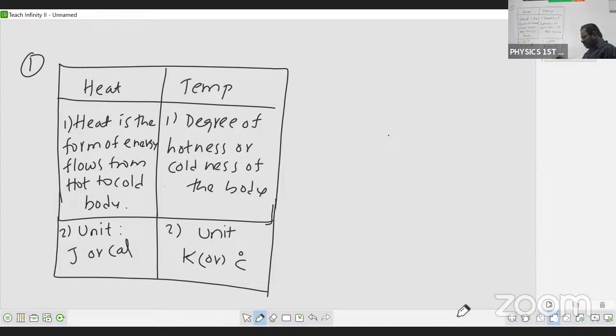Next, number 2: what are the lower and upper fixed points on the Celsius and Fahrenheit scales? Celsius and Fahrenheit, I gave this explanation in the 4 marks. Celsius scale, Fahrenheit scale, LFP, UFP.